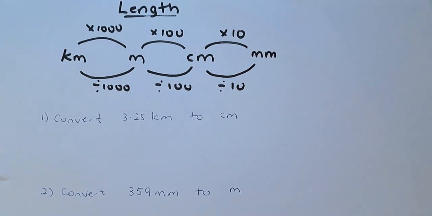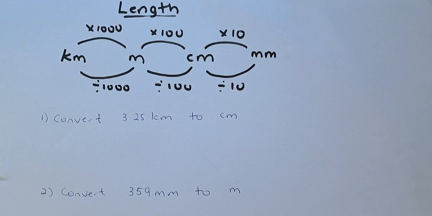We are going to look at the metric system of length, capacity, and mass. It is very different from the imperial system, which is used in America, which uses yards, gallons, and inches. So let's first look at length.